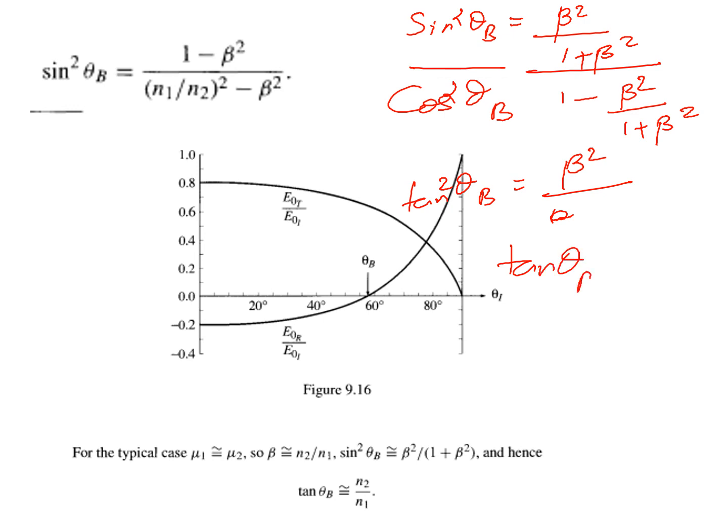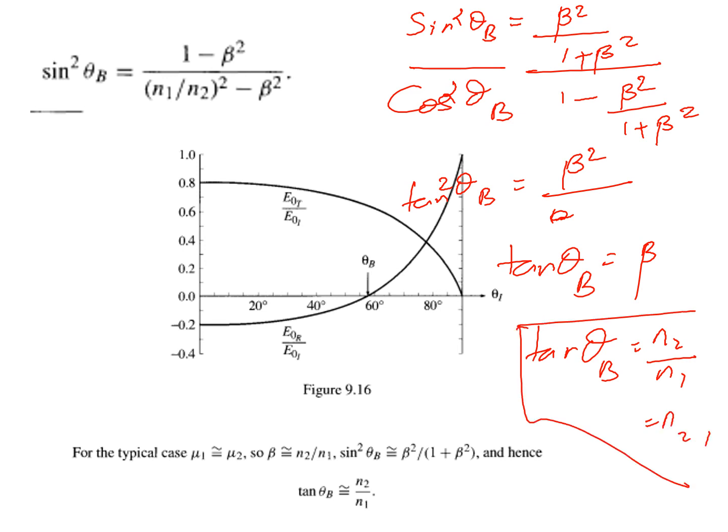So tan theta B is equal to beta. So that shows tan theta B is equal to, what is beta? Beta is equal to n2 divided by n1. That is n21. This is actually known as the Brewster law. Tangent of the Brewster angle is equal to the relative refractive index of the medium. So hence we derived the Brewster law also.